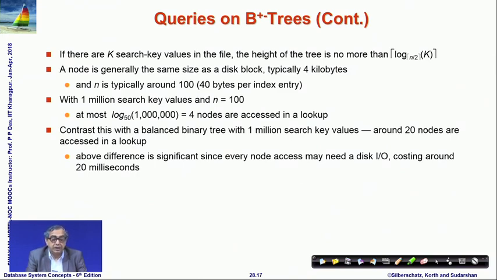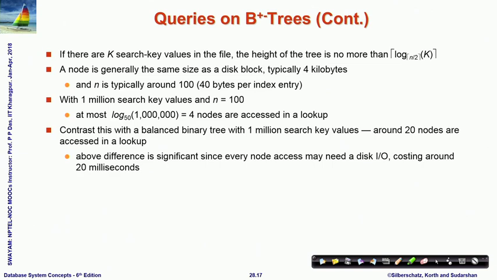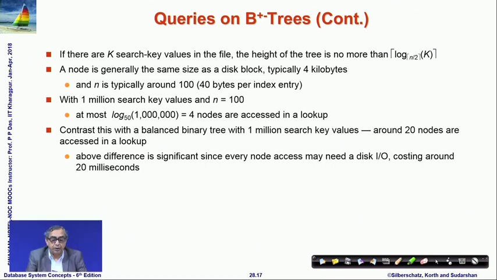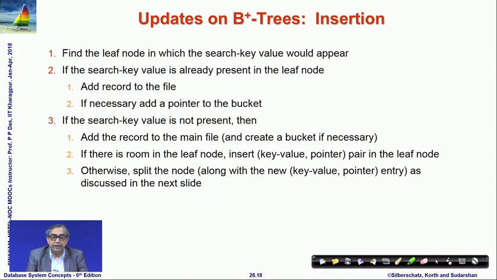So, this is the core reason that B plus trees are preferred. Even when you have a couple of million records in a table, you can manage with a very small number of node accesses for the lookup, which makes the realization of all algorithms possible.